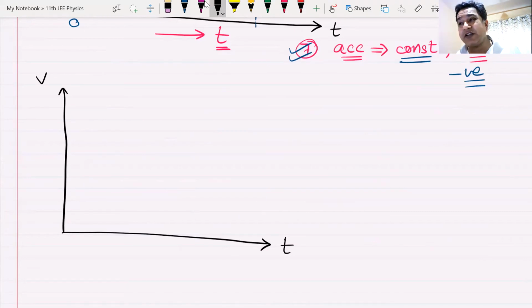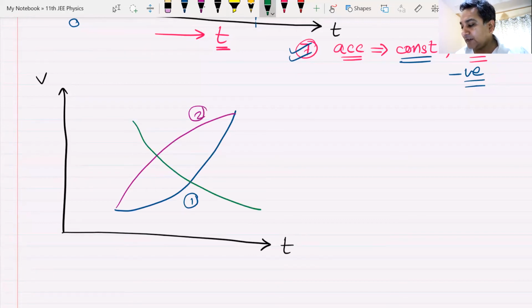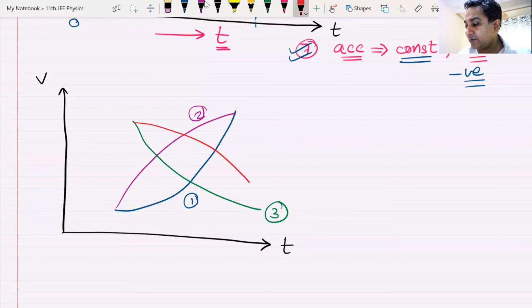Parallel to y-axis, we have already done. Parallel to y-axis does not make any sense because velocity cannot change without time. So the other graphs are like this. This is graph number 1. This is graph number 2. This is graph number 3. And this one is graph number 4. We'll be discussing these 4 graphs in the next class.